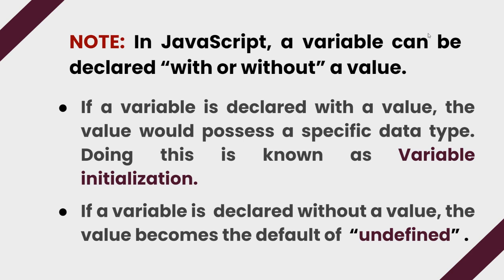Another thing to note under variables is the fact that if a variable is declared without a value, the value becomes the default of undefined. So the moment a variable name is declared and it hasn't been assigned a value, it's going to possess a value of undefined, which is not going to appear on the screen or in VS Code, but by default is the value it holds in as much as you did not assign a value to that variable name.